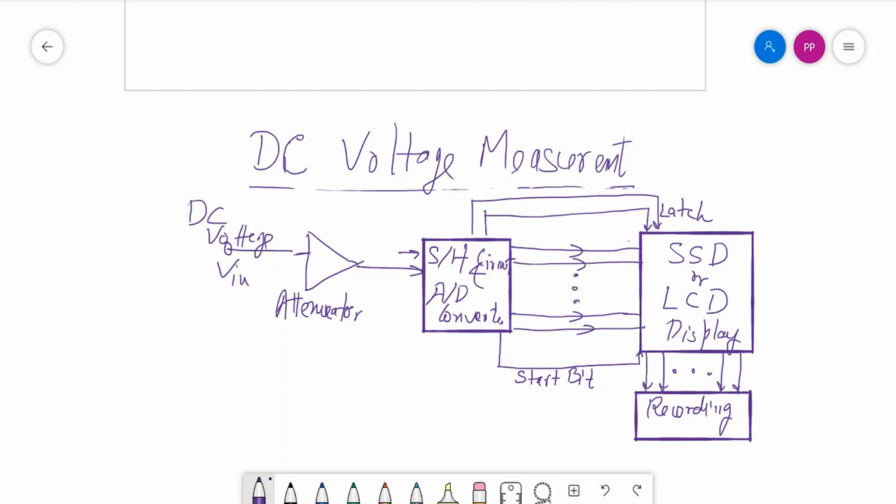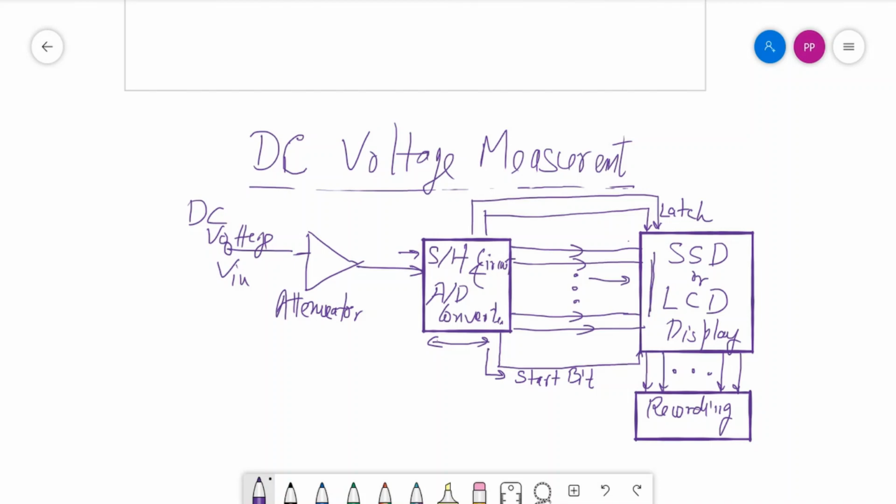So once the result is produced, here the result comes. Suppose you have an 8-bit register, so your 8 bits will complete the conversion here. After that a start bit is generated. This start bit will allow the signals to flow and be displayed here at the display unit.